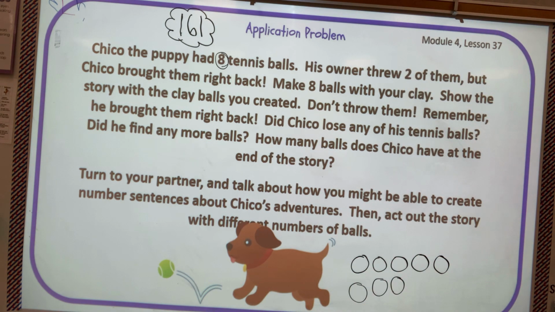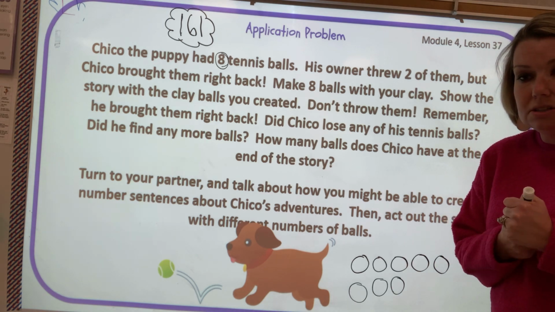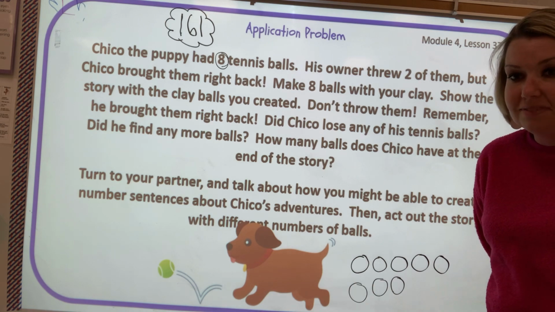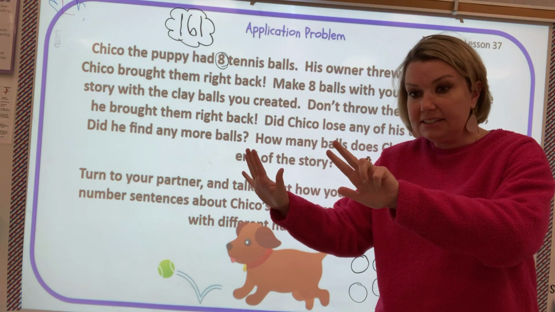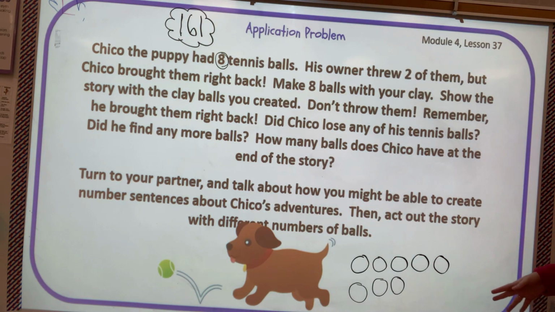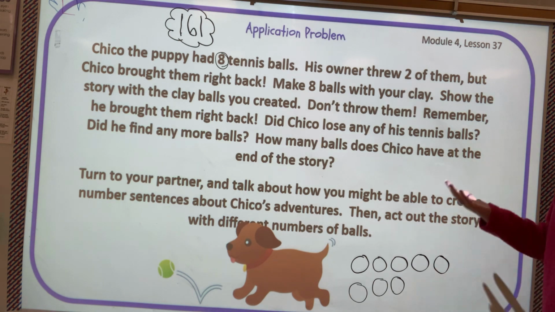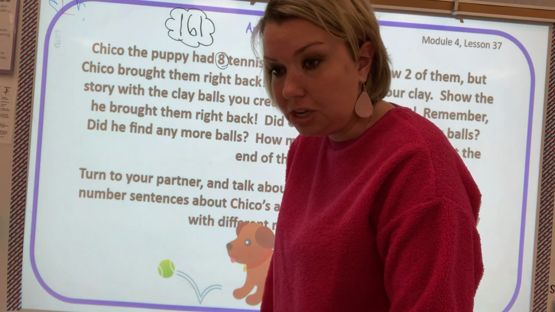So how many balls does Chico have at the end of the story? Show me with your fingers. He still has 8, right? He didn't lose any balls because he brought them back, and he didn't get any more balls because he only brought back the ones that he threw. So he still had 8 balls at the end. The number did not change.